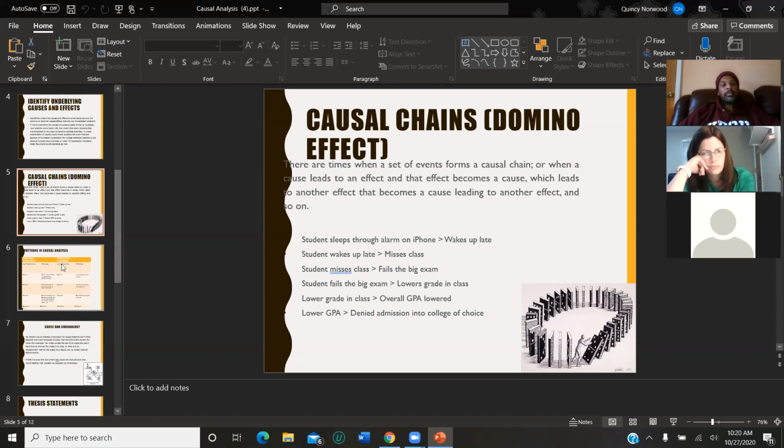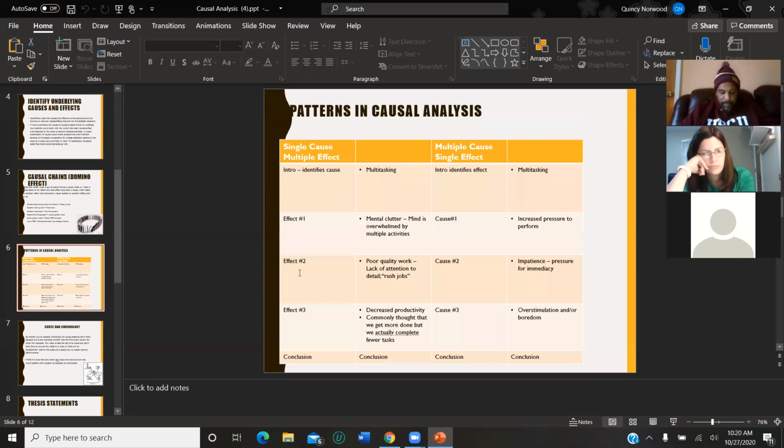Okay, Mr. Norwood, yes. The causal chain, isn't it basically the same thing as the positives and negatives, putting them in order?